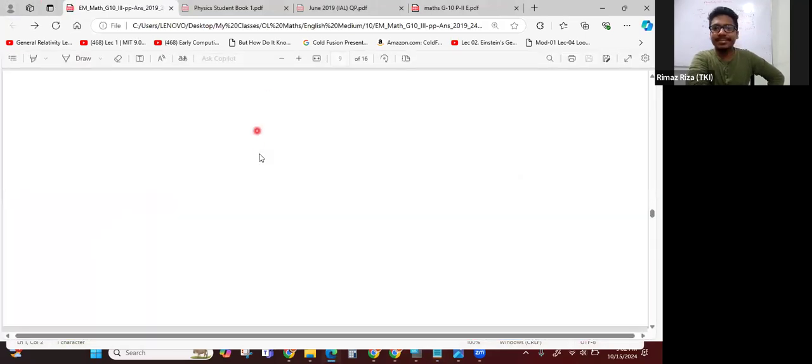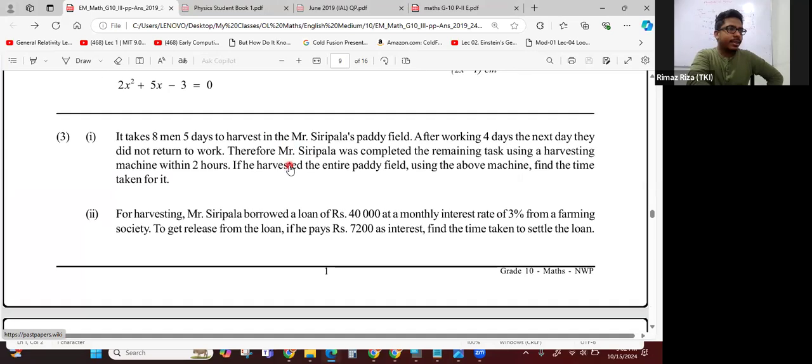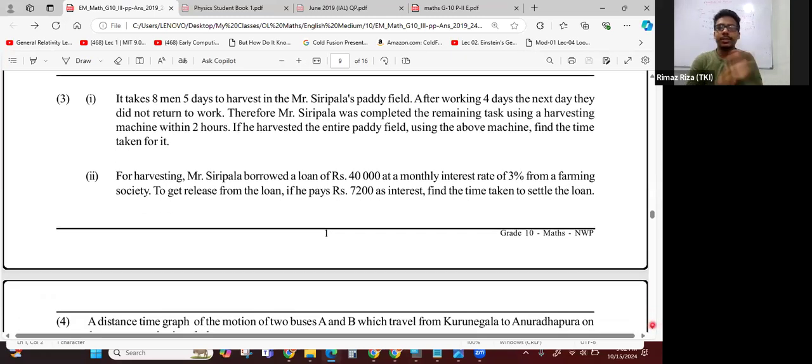Next question. Okay, so this is based on inverse proportions. I'll give you a couple of minutes. You can try these two questions. And the second question is based on interest, simple interest.